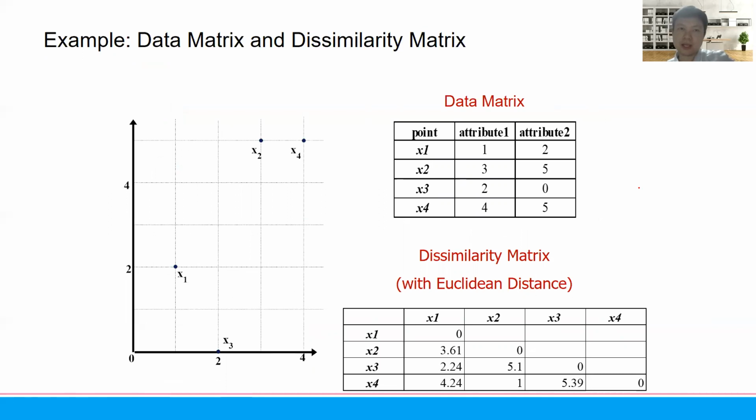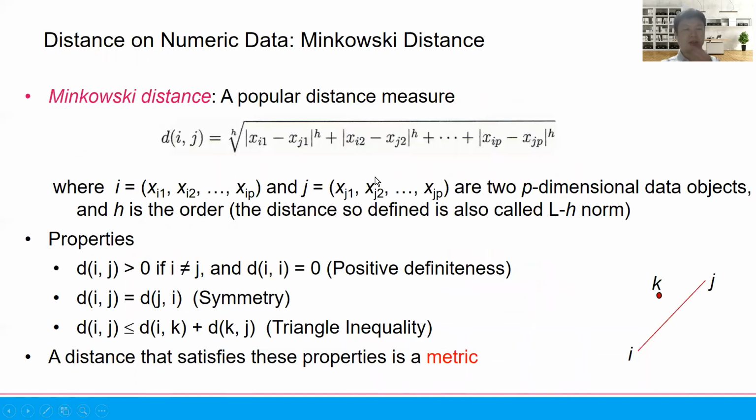In the case of the data matrix and the dissimilarity matrix, what you want to get, the dissimilarity matrix, is obtained from the data matrix. So we have this data matrix, and the dissimilarity matrix is the result from this data matrix. Okay.